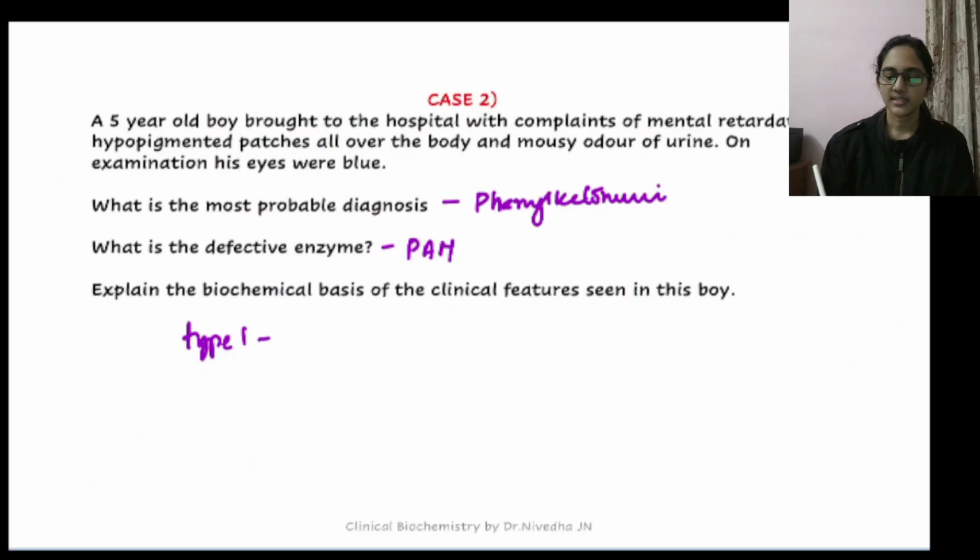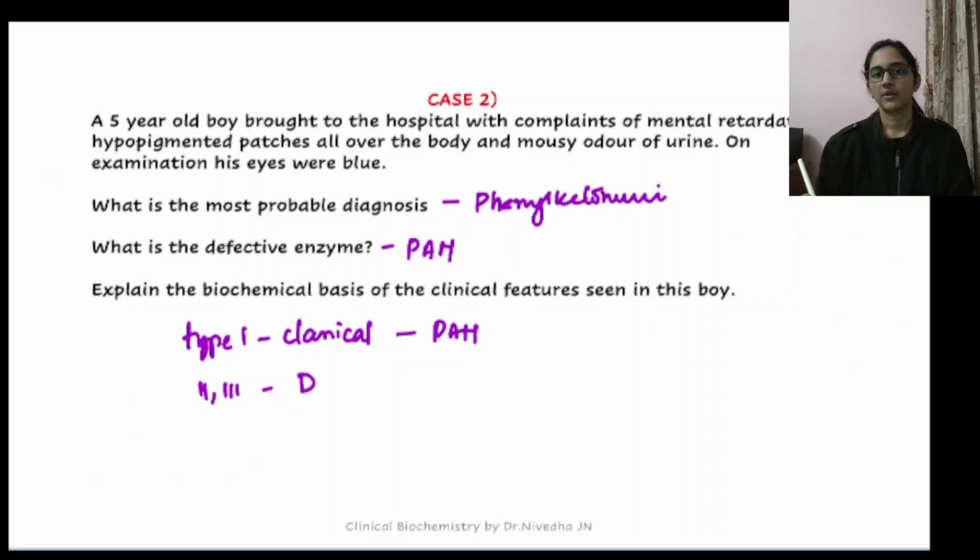So type 1 is nothing but the classical type. This classical type is nothing but the deficiency of phenylalanine hydroxylase. And you have type 2 and type 3, which is due to deficiency of dihydrobiopterin reductase enzyme. That is another enzyme which is necessary for the cofactor dihydrobiopterin, is it not?